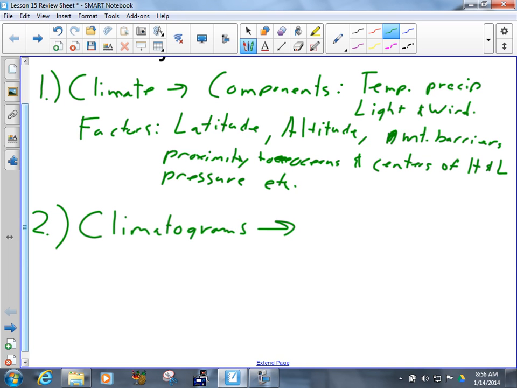Okay, what are you going to be asked to do? Not just what region, we talked about them yesterday. What biome, right, what biome it goes with. Okay, so match with the biome and explain, so you have to be able to read a climatogram.